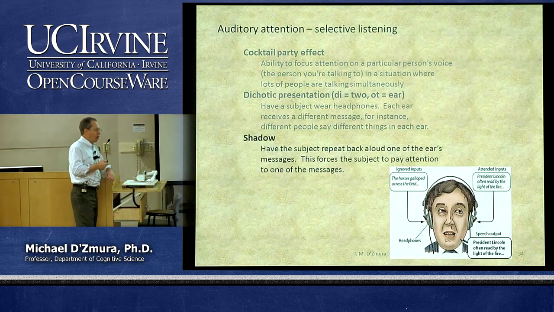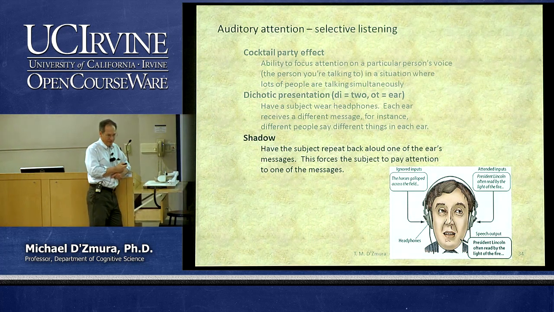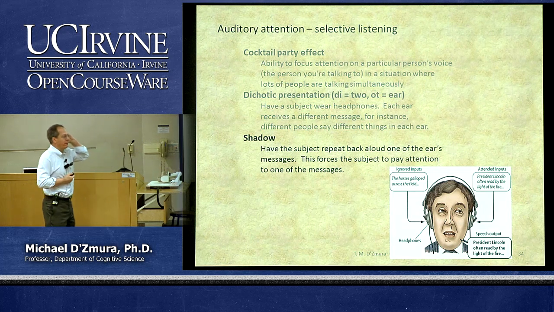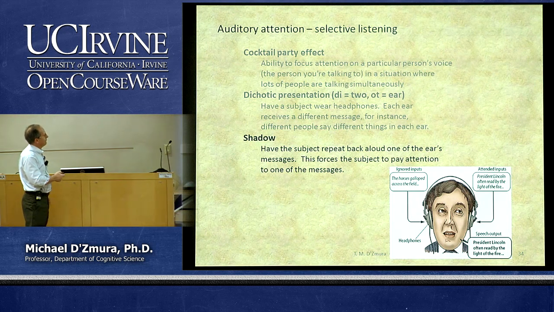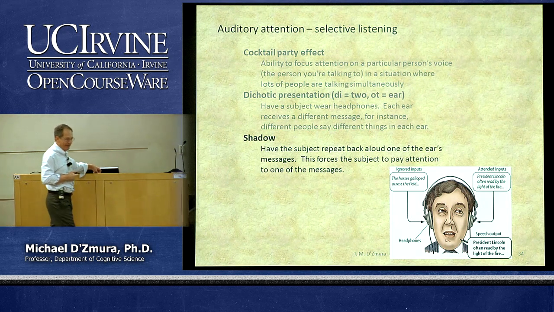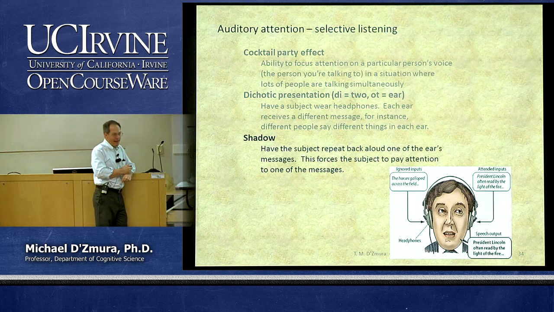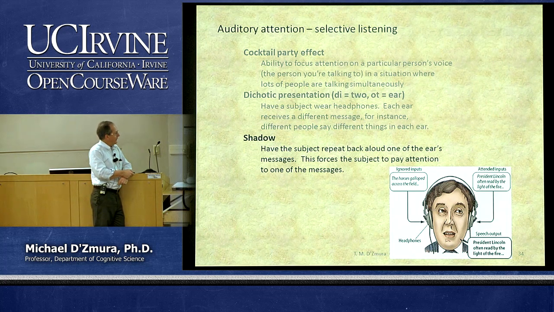So how do we know that a subject in such an experiment is in fact paying attention to what's being said in one of the ears? Well, the standard task is to have a person shadow the message arriving in the attended ear. And what that simply means is to repeat back what the subject is hearing in the attended ear. So here is this guy wearing headphones.